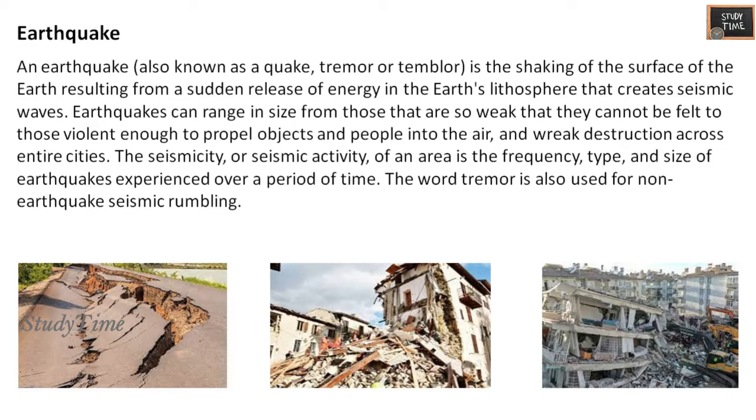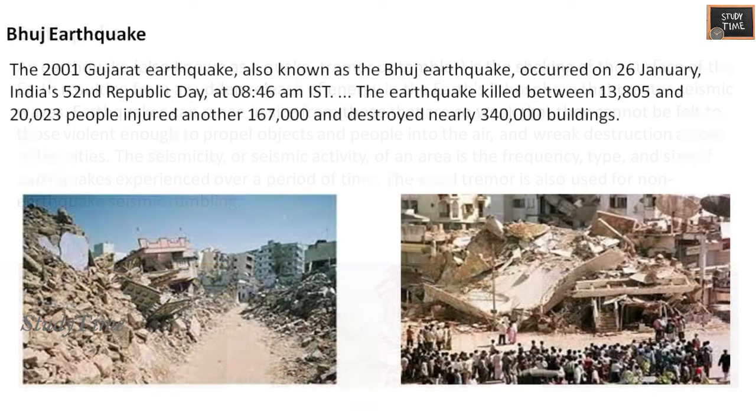So it can range in different measures. It can be weak, it can be strong. The seismicity or seismic activity of an area is the frequency, type and the size of earthquakes experienced over a period of time. The word tremor is also used for non-earthquake seismic rumbling. So you can see the pictures where you can see the earthquake and other calamities.